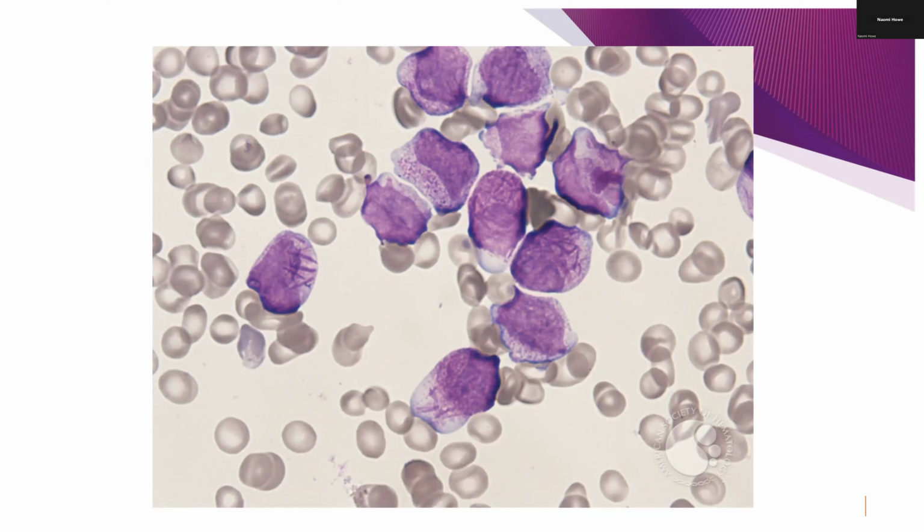So does anyone want to volunteer what they think this blood film represents? Yep, so I see AML. Why do you say AML? The Auer rods in one of the cells there. One of the cells? The Auer rods. Yep, no, there's definitely Auer rods. I was just, when you said one, can you see these ones?